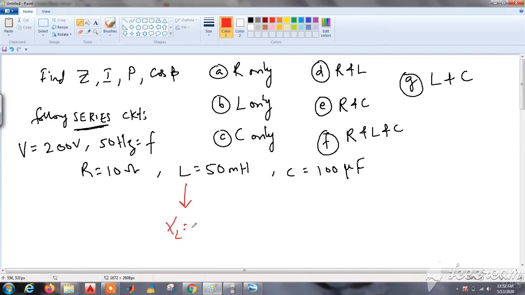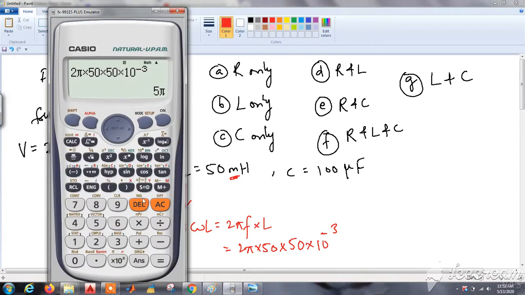That is XL, we know it is omega L, where omega is 2 pi f, into L. So 2 pi into f, where frequency is given as 50 hertz, and L is 50 millihenry. Now milli means 10 power minus 3. So we are getting 5 pi, or 15.7 ohms. Reactance units will be ohms.